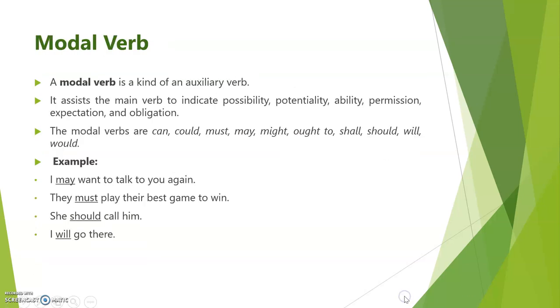Moving on to the last one, modal verb. A modal verb is a kind of auxiliary verb. It assists the main verb to indicate possibility, potentiality, ability, permission, expectation, and obligation. The modal verbs are can, could, must, may, might, ought to, shall, should, will, and would.